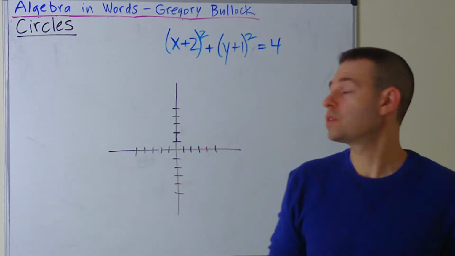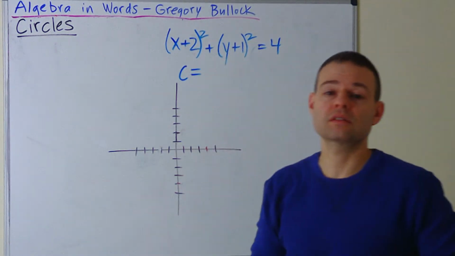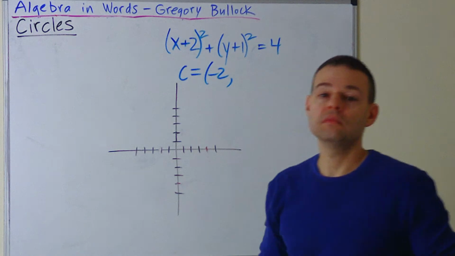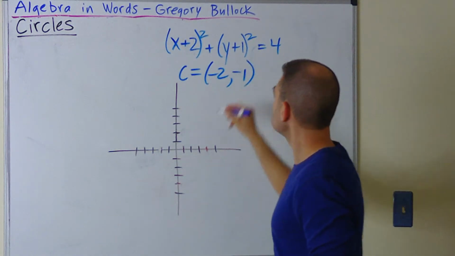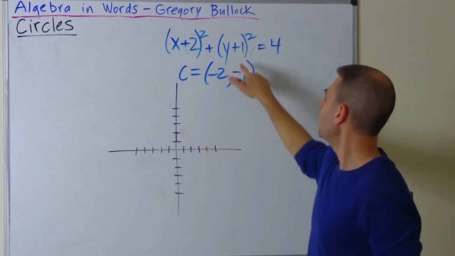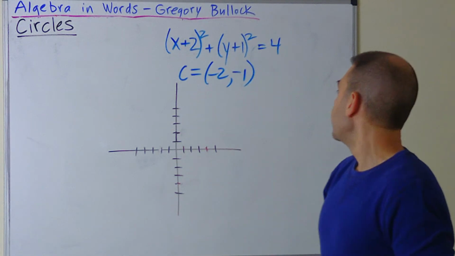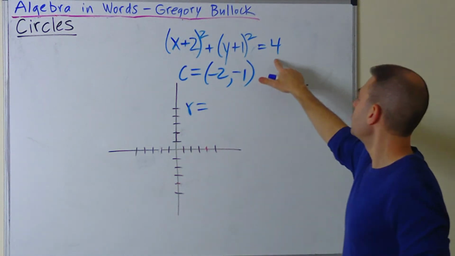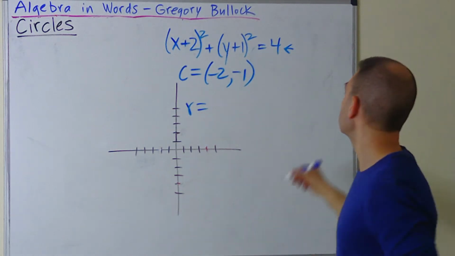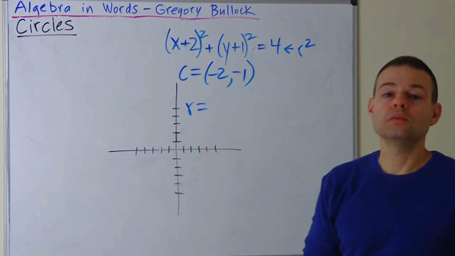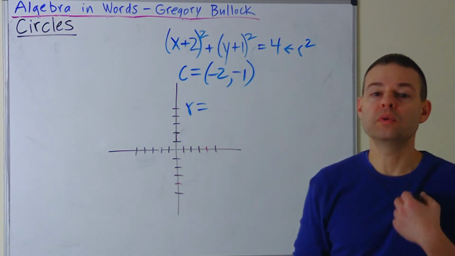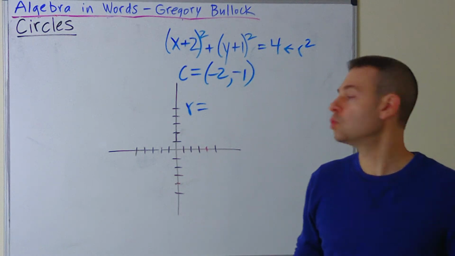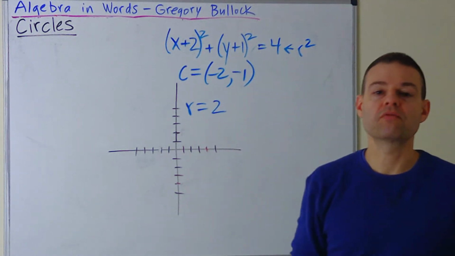So the vertex, or the center, let's call it the center, it's the vertex, is -2, -1. This became this, and this became that. And finally, what about the radius? Well, we know that this represents r squared. So to get from r squared to r, we really should take the square root of it, and the square root of 4 is 2. So we can say radius 2.